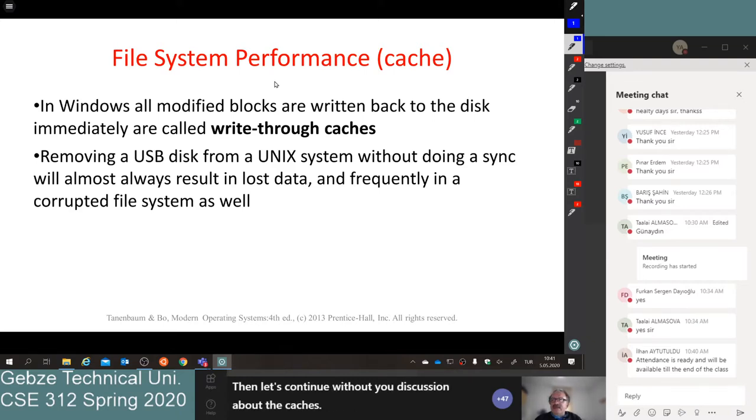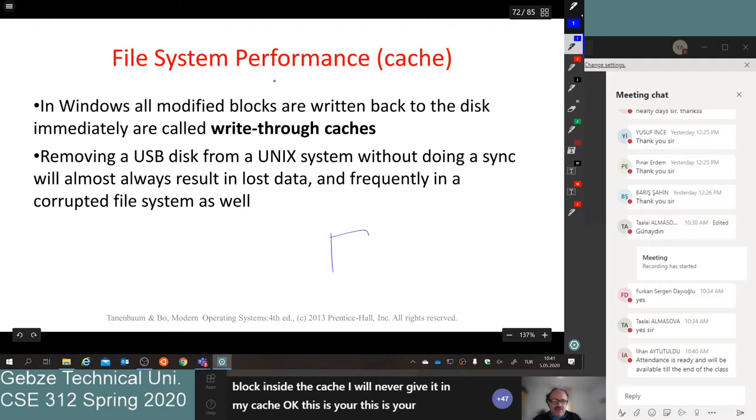Windows says that caches are okay. I will use the cache, but whenever I modify a block inside the cache, I will never keep it in my cache.